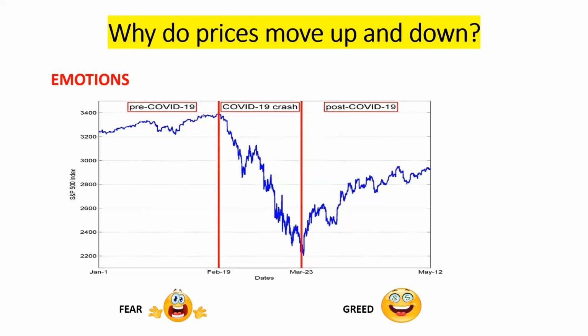The first driving force is emotions. In the short term, as in daily, weekly, monthly, or even up to a year, stock prices are not driven up or down by logical decisions made by investors. In most cases, prices are driven by people's emotions. In the previous lesson, we identified these emotions as fear and greed.